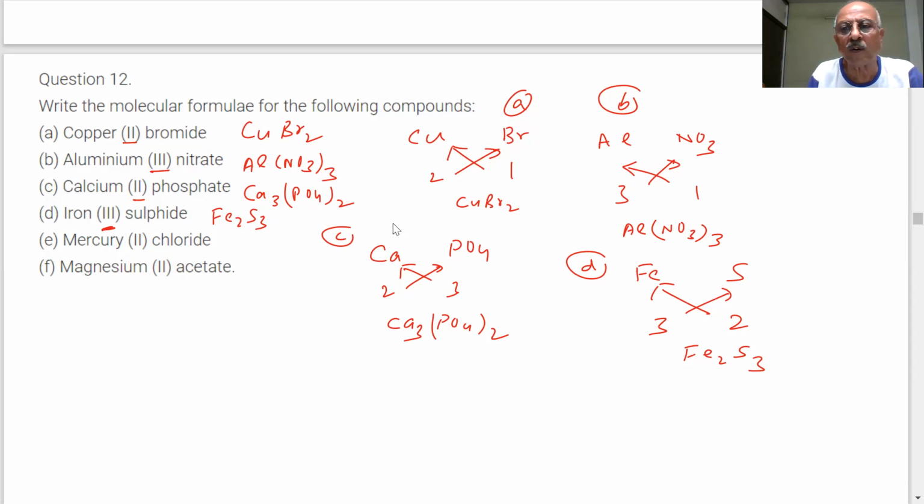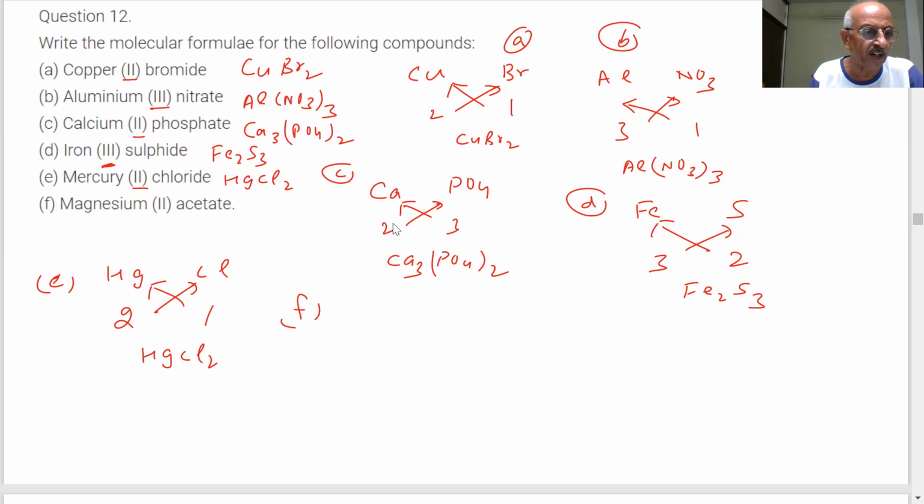Mercury chloride. How will you write? What is the formula? Mercury Hg, Cl. Mercury valency 2. He says 2. What is the valency of Cl? 1. Then what will be the formula? HgCl2. Right, for the next one.